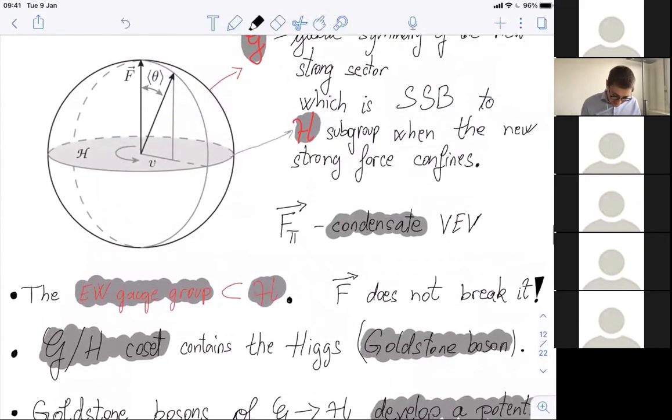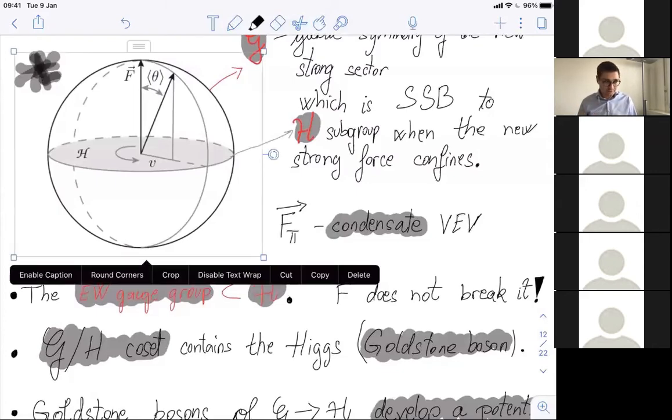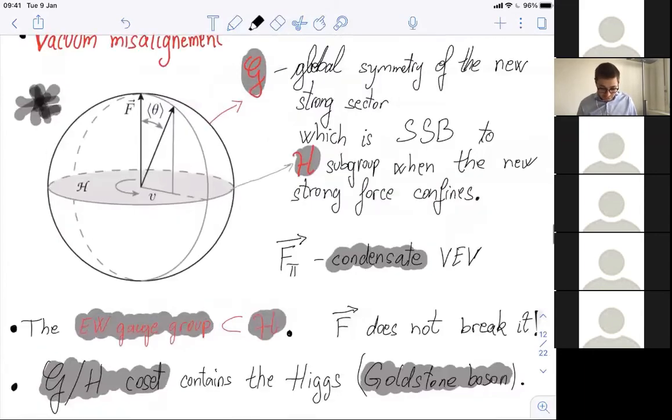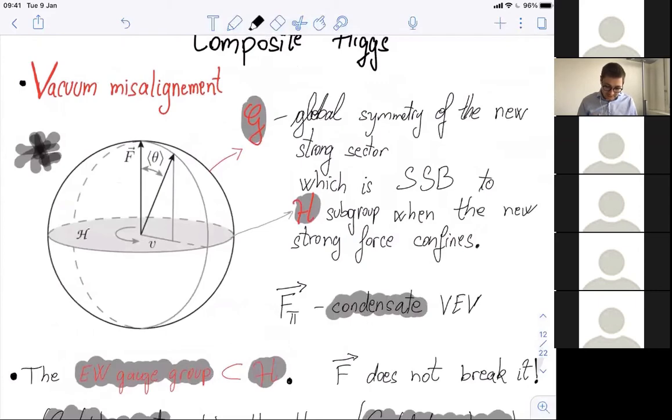So what I mean by that, let's focus on this cartoon here. The symmetries in this cartoon do not correspond to the composite Higgs, but nonetheless, it's a very nice cartoon. Imagine that G, the global symmetry, is the three rotations in three-dimensional space, okay? And H are the rotations in some plane. H is a subgroup of G. Now, the vector F is perpendicular to H, and this vector F is the condensate vacuum expectation value. So it's the condensate of the strong force. If you do rotations with H, you don't change F, meaning that F is invariant under rotations in H. So H is unbroken. But if you do the other two rotations, then you will move the vector phi, okay?